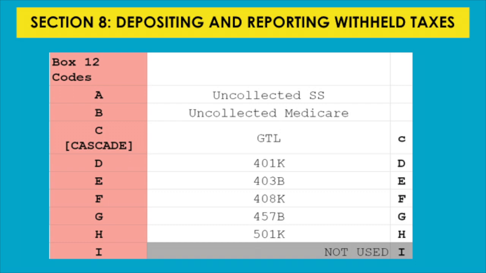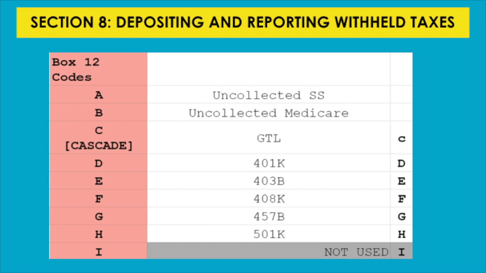Now let's have a look at the box 12 codes. There are several types of compensation and benefits that can be reported in box 12 of the form W-2. Box 12 will report a single letter or double letter code followed by the dollar amount. Box 12 code A is used for uncollected Social Security on tips. Code B is for uncollected Medicare tax on tips.